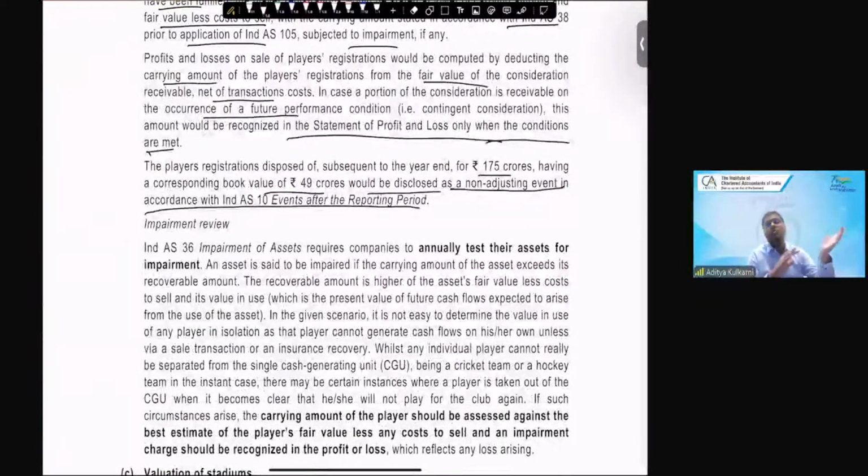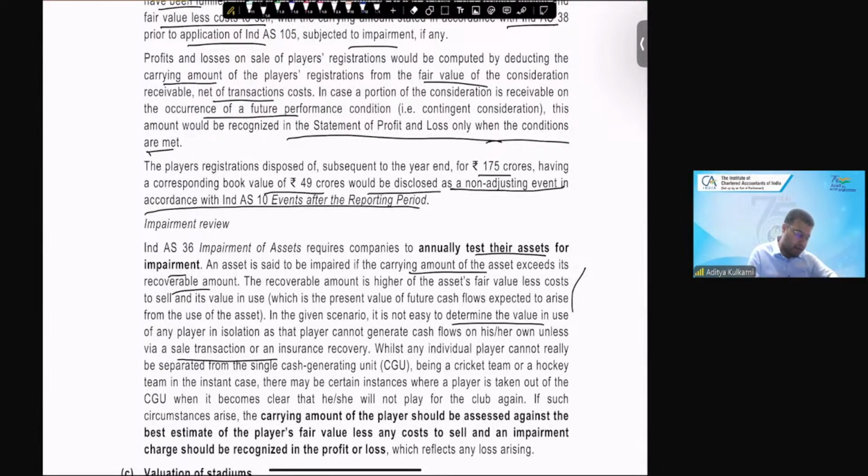So you can see how we are correlating what we have already studied to practical scenarios. This is exactly what is expected from you at this level. Ind AS पढ़ना, Ind AS पढ़ाना, उसका ये करना, उसका understanding लेना is required. But going forward, it is these kind of questions that become more and more common from an examination perspective. Okay. Ind AS 36 requires companies to annually test their assets for impairment if carrying amount exceeds its recoverable amount. Recoverable amount का definition दिया है. Okay. In the given scenario, it is not easy to determine value in use, as that player cannot generate any cash flows on his or her own unless via a sale transaction or an insurance recovery.